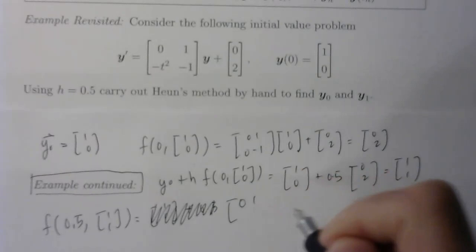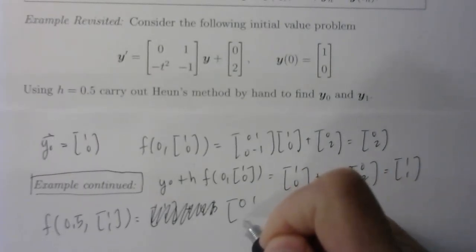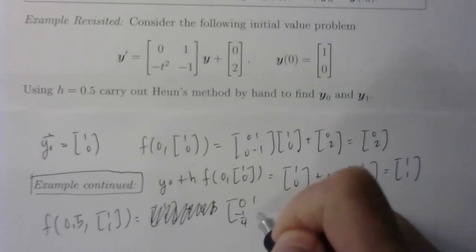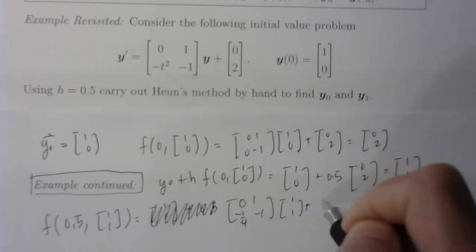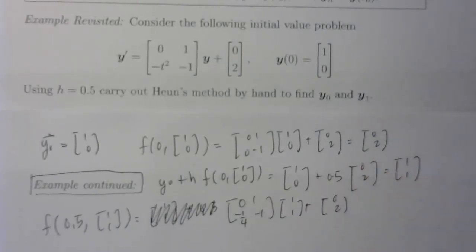So 0, 1. Now this term isn't 0, it's minus t squared. So minus 1/4 minus 1. Now times 1, 1 plus 0, 2. Is that right? Okay, that looks okay to me. So what do we get? The first element here is going to be 1 plus 0, so 1. And the second element is minus 1/4, so minus 5/4, plus 2, which is 8/4, so 3/4, right?